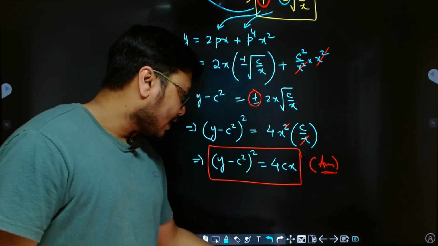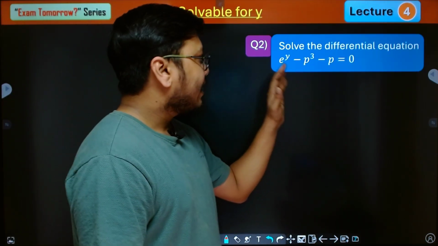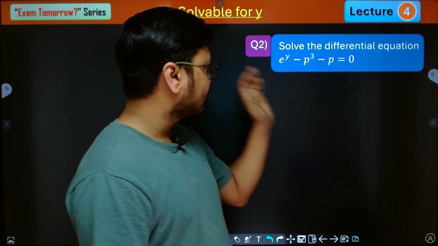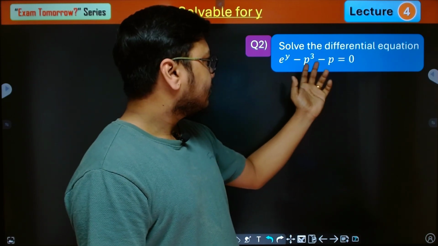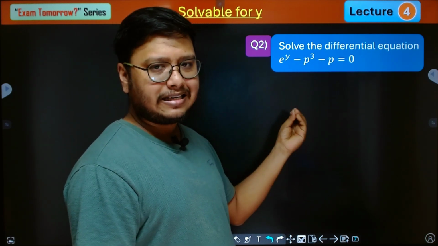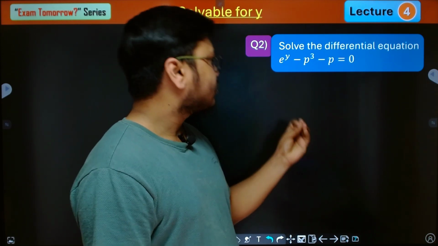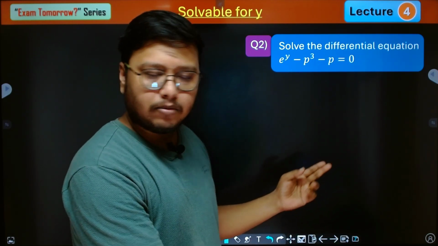So let's take a look at another question. So again, you have to decide whether it is going to be solvable for p, x or y. First of all, there is no x term, so definitely not solvable for x. There are terms for p which involves higher powers, so expressing it as p as a function of x, y would be rather difficult. Instead, I think this will be easy to write y in terms of the remaining variables, right?